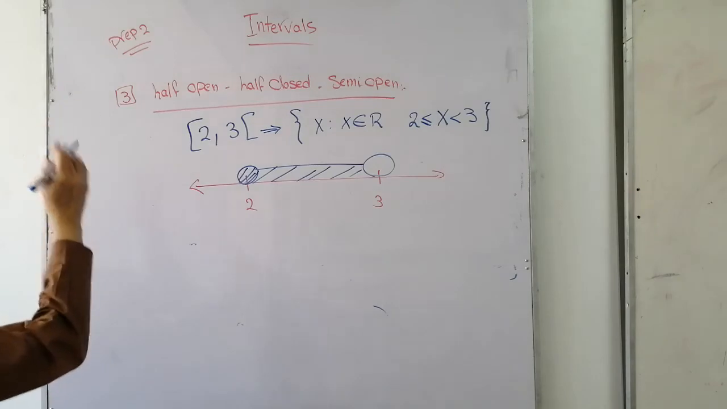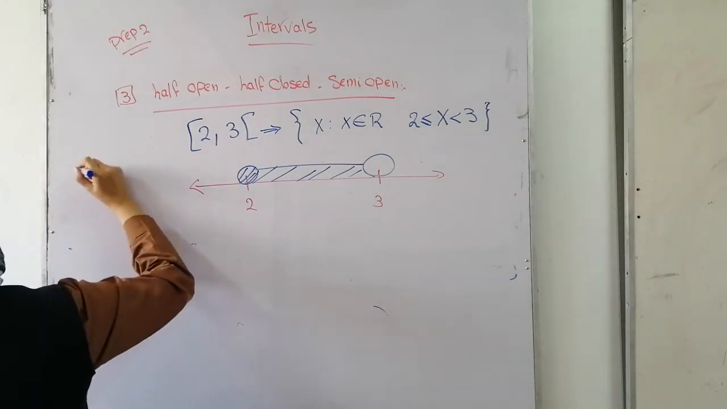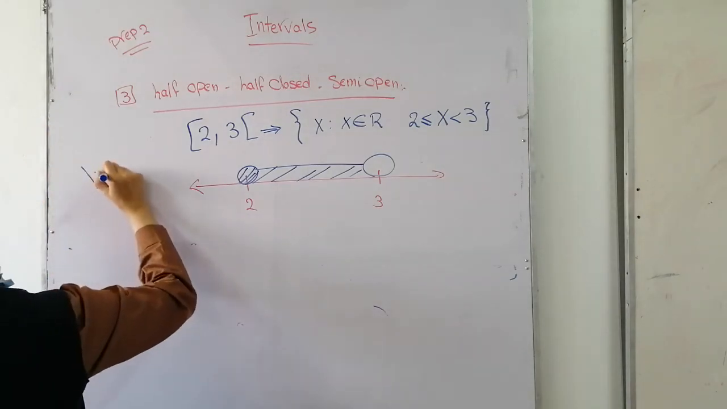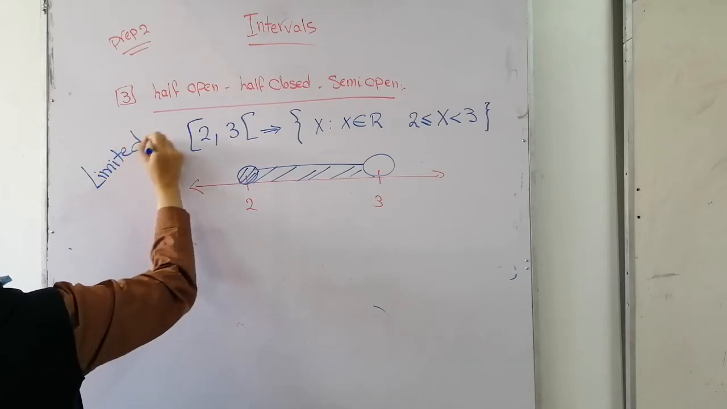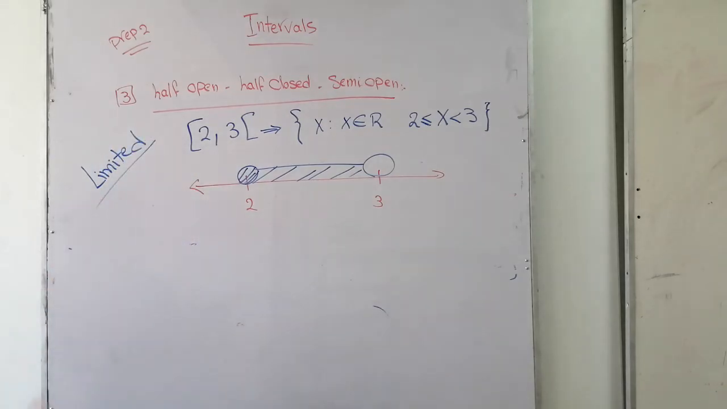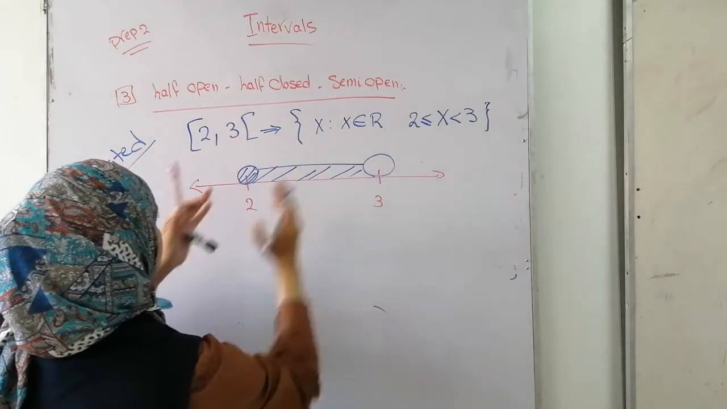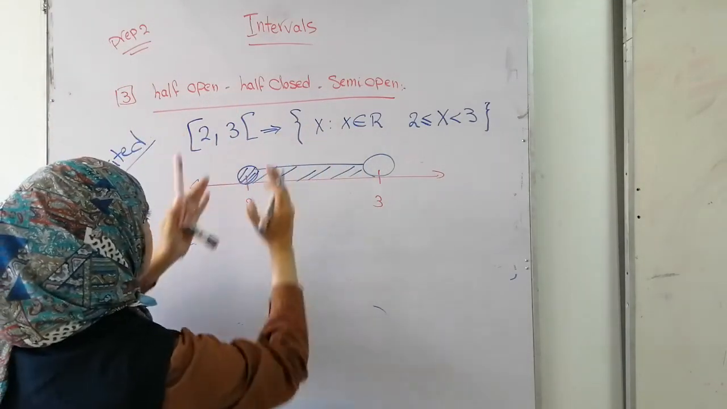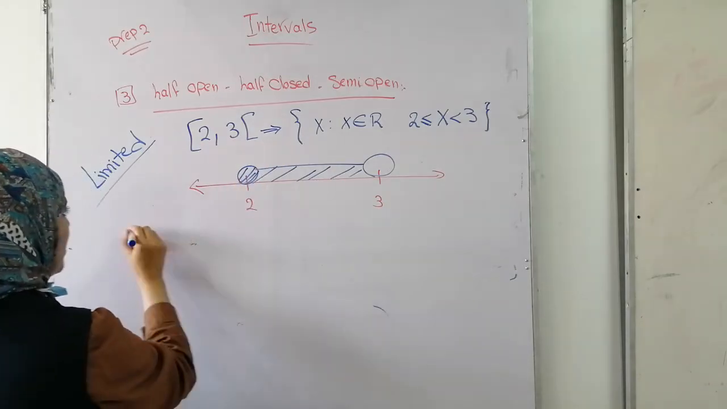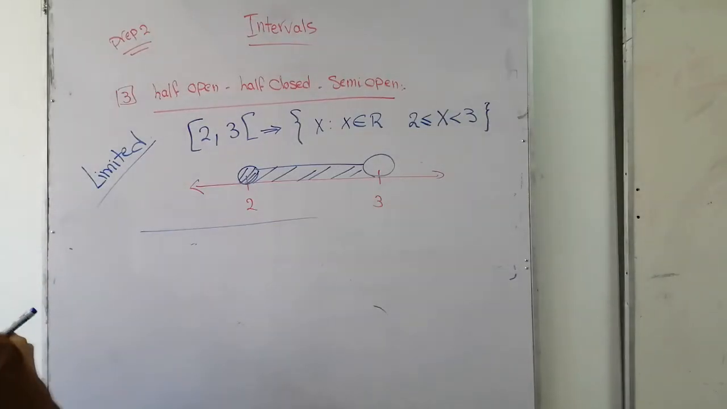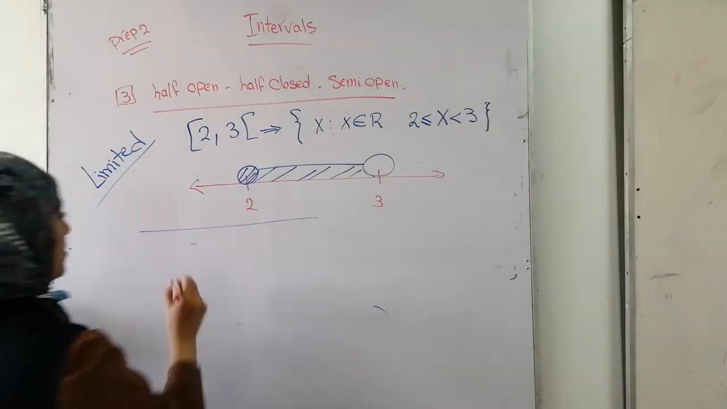All these intervals are called limited intervals. Why do I call it a limited interval? Because it has a limit. It has a beginning and an end, 2 and 3. But the other type is called an unlimited interval.